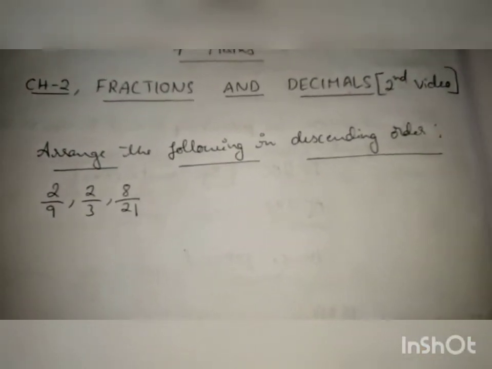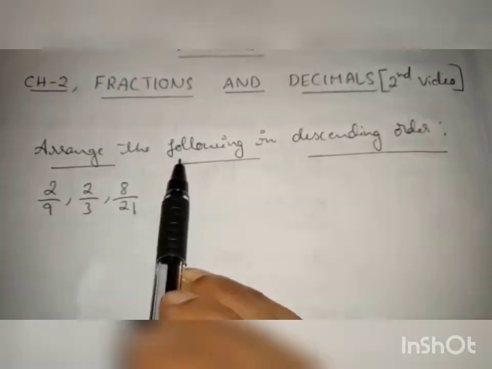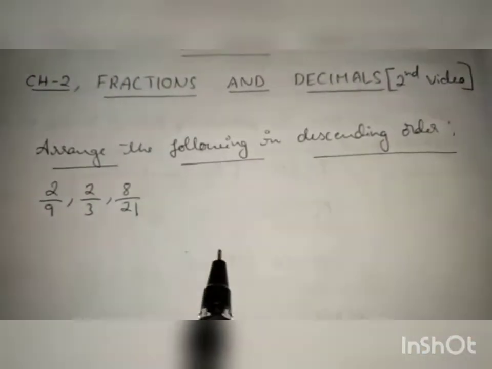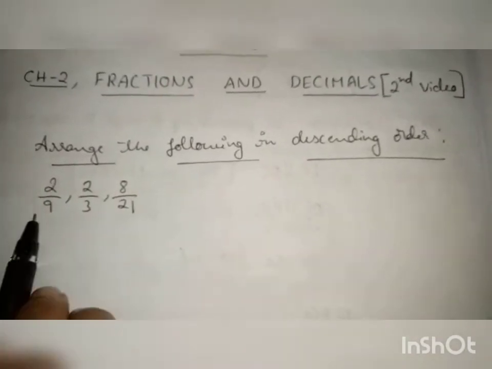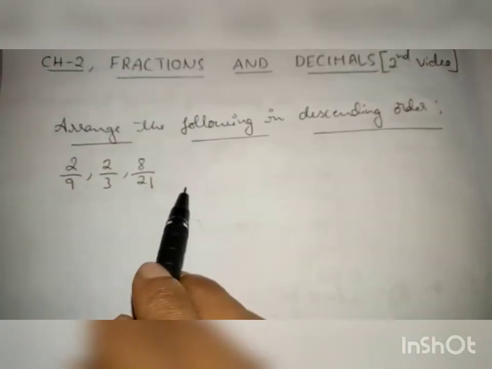So we'll solve questions. Arrange the following in descending order. They have given three fractions: 2 by 9, 2 by 3, 8 by 21. So you have to arrange these in descending order.